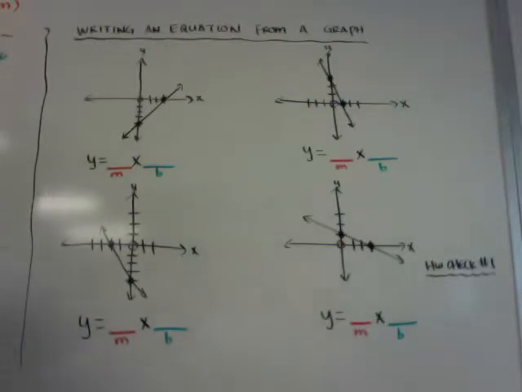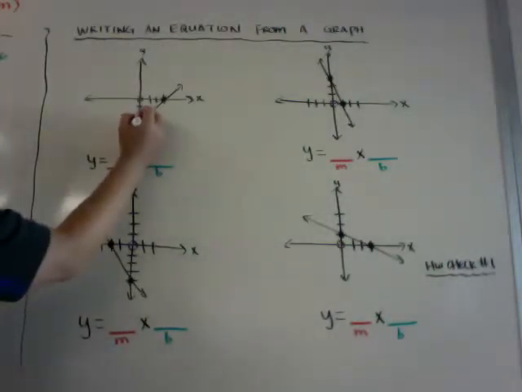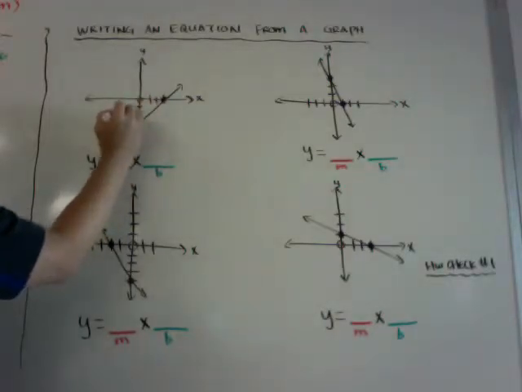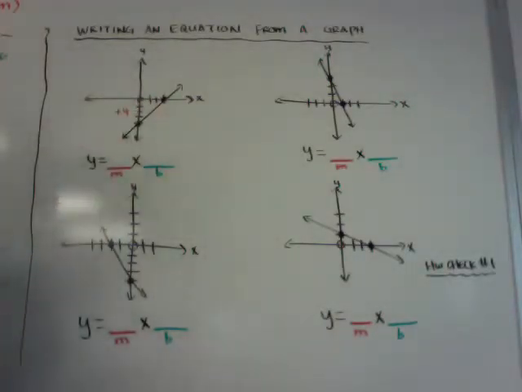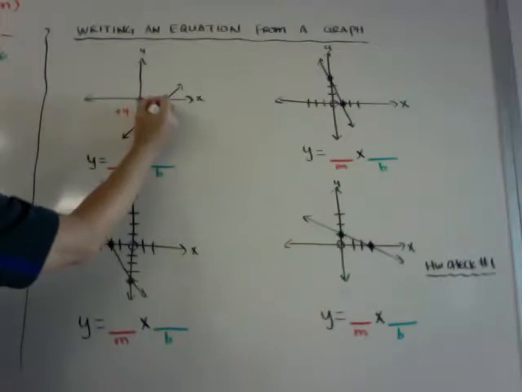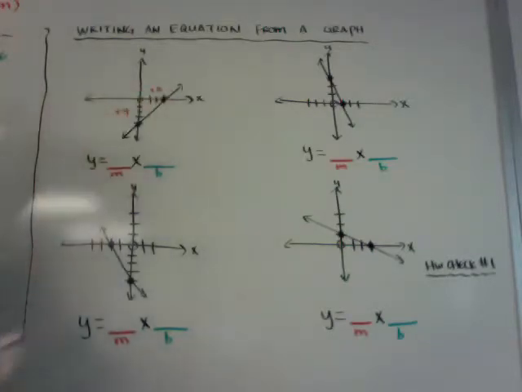Okay, so if you remember the slope, we go rise over run. So from here we went up 1, 2, 3, 4. So we went up 4, and then we're going to the right 1, 2, 3. So plus 3. So rise over run for the slope is 4 over 3.